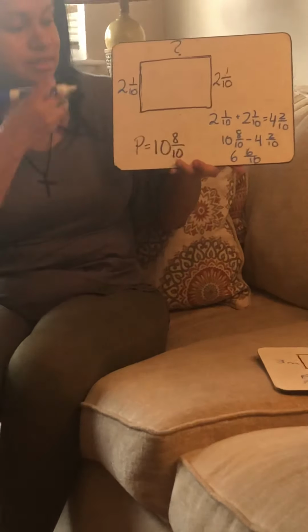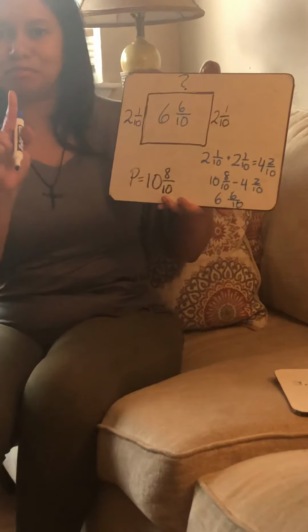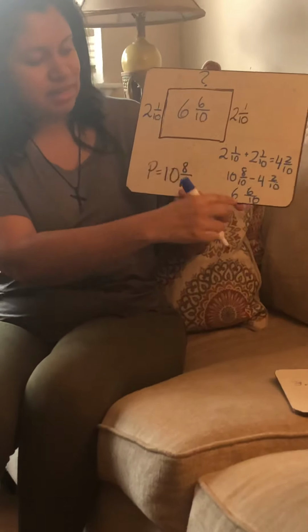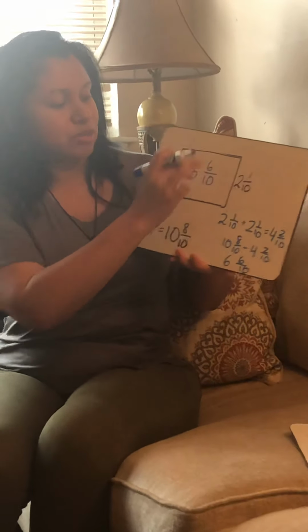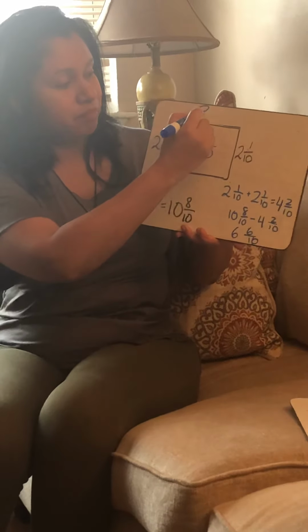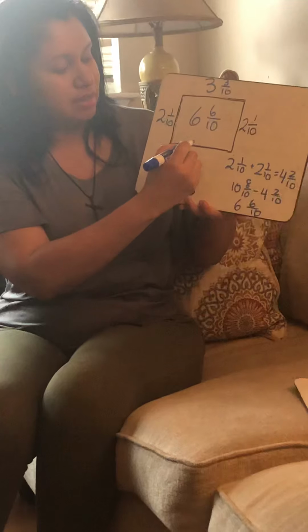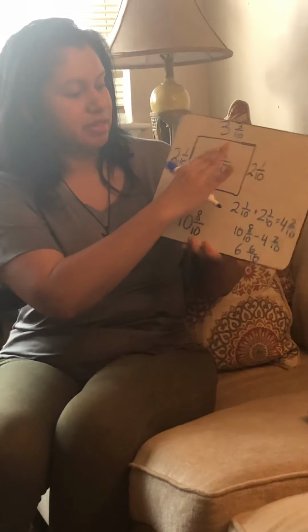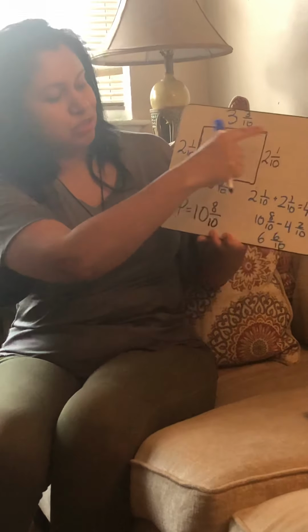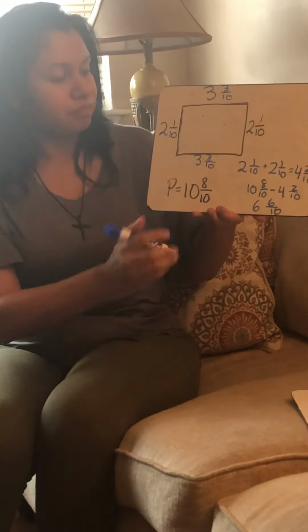Oops, 6 6/10. But 6 6/10 has to be divided by 2 because this 6 6/10 is this side and this side together. So now I just have to divide this number by 2. Well, I know that half of 6 is 3, and half of 6/10 is 3/10. And this side over here is also 3 3/10. See? Now, if I added these 4 numbers all together, I should get 10 8/10. Okay? I'm going to do one more example with you guys together before I send you off to work.